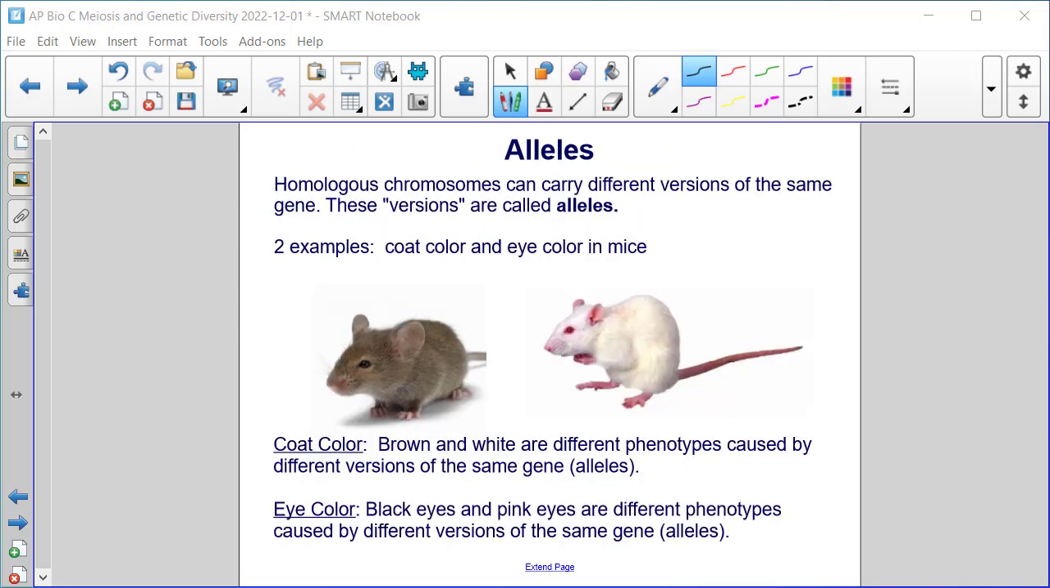Homologous chromosomes can carry different versions of the same gene. These versions are called alleles. Two examples are coat color and eye color in mice. Coat color, brown and white, are different phenotypes caused by different versions of the same gene or alleles. Eye color, black eyes and pink eyes, are different phenotypes caused by different versions of the same gene, alleles.